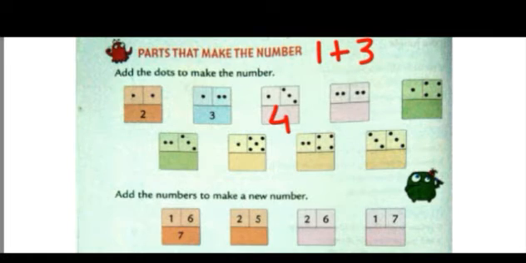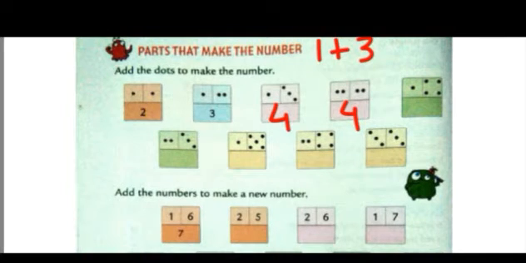How many dots are there in the first box? 2. And how many dots are there in the second box? Again 2. So tell me, 2 plus 2 is how much? You can count on your fingers. Yes, 2 plus 2 is 4. So we will write here 4 again. Okay, moving on to the next one.